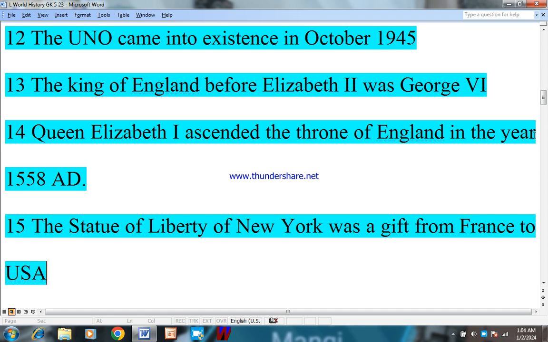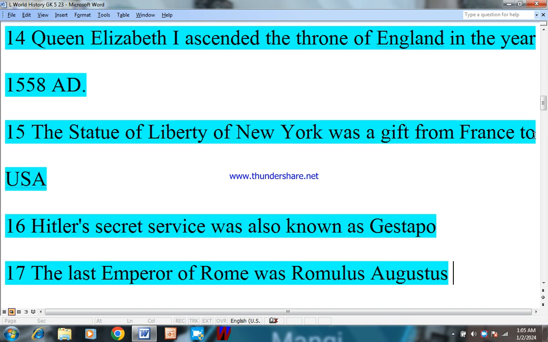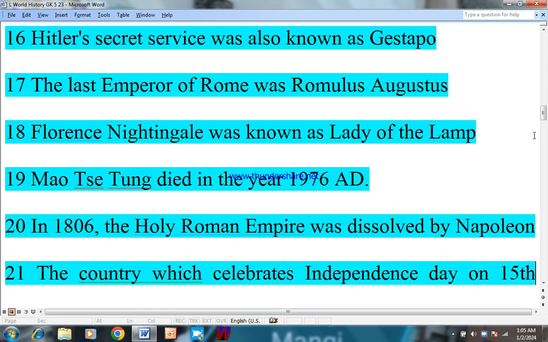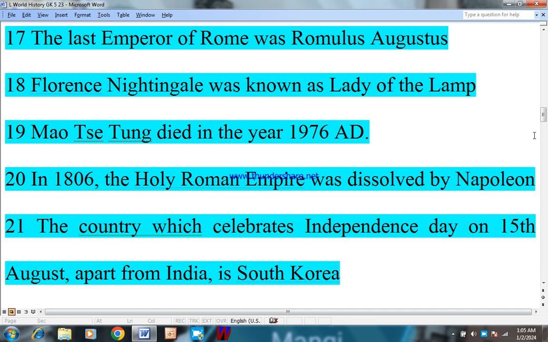Number 14, Queen Elizabeth I ascended the throne of England in the year 1558 AD. Number 15, the Statue of Liberty of New York was a gift from France to the United States of America. Number 16, Hitler's secret service was also known as Gestapo. Number 17, the last emperor of Rome was Romulus Augustus.